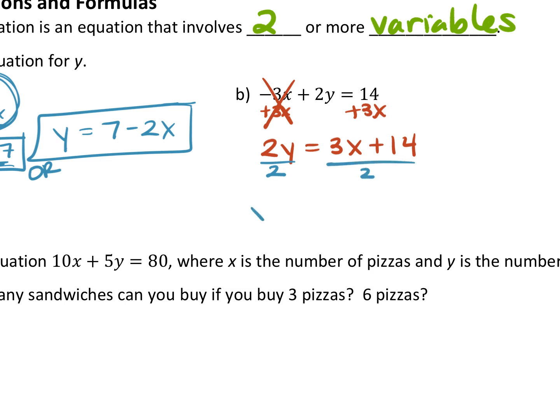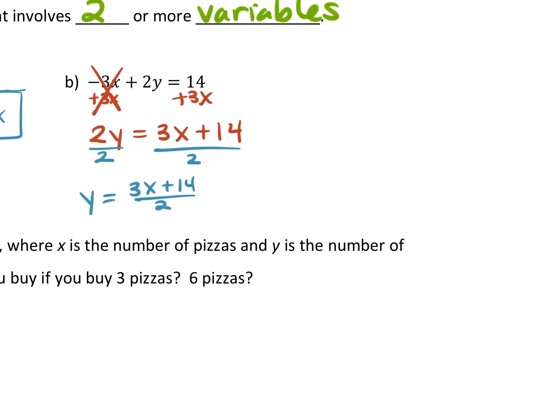Divide by 2 here. Technically, you could call this y equals 3x plus 14 over 2. I don't like it that way because there is more you could simplify. So what I would do instead is make it y equals, so divide both parts by 2. 3/2 times x plus 14 over 2 is what? 7.